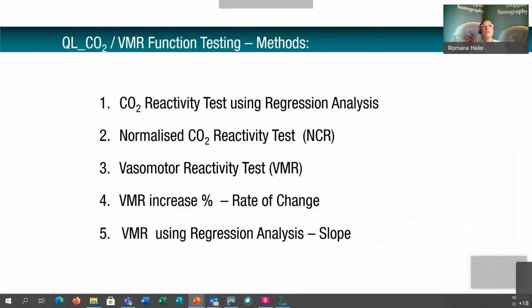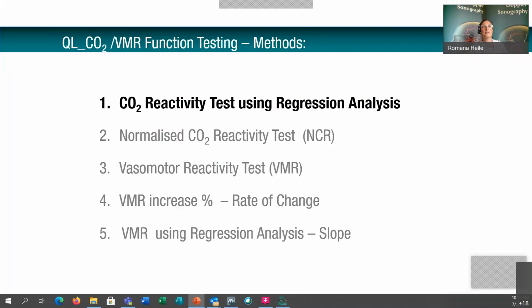So what is the QL offering us? What kind of tests can we do? Currently, we have 5 test procedures that can be used by the user. So we have many possibilities to get the best test for each patient situation.